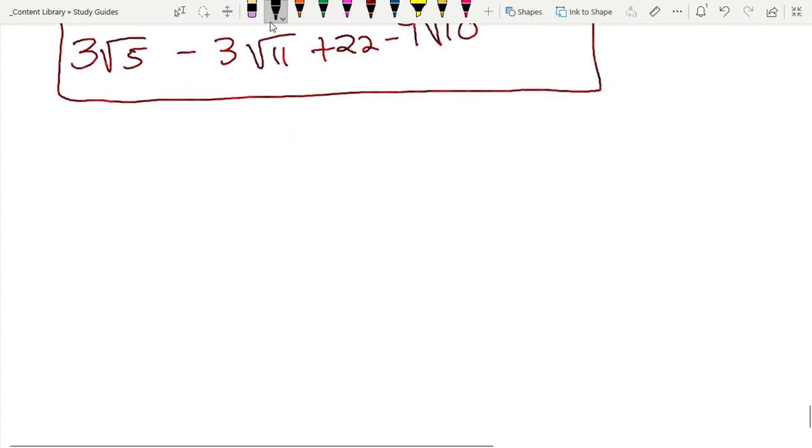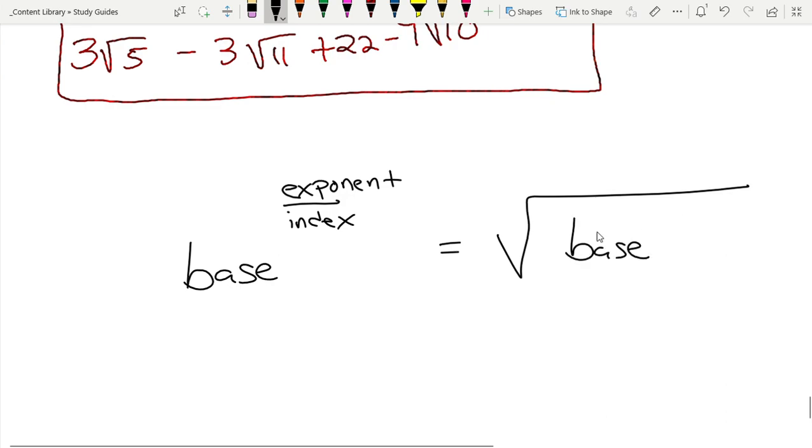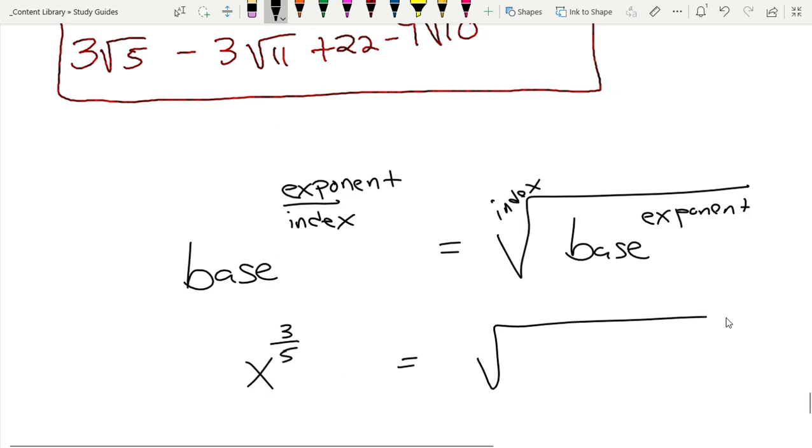Now on to 20. To do 20, we first have to remember something from our previous units. If you have a base with a fraction exponent, the number on the top becomes the exponent in the new answer, and the number on the bottom becomes the index. So remember, this is how you would write it. If you had x to the 3/5, it would turn into the fifth root of x cubed. 3 is the exponent, 5 is the index. Exponent top, index on the bottom.